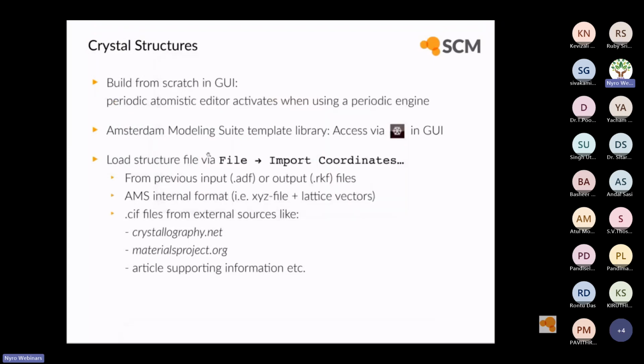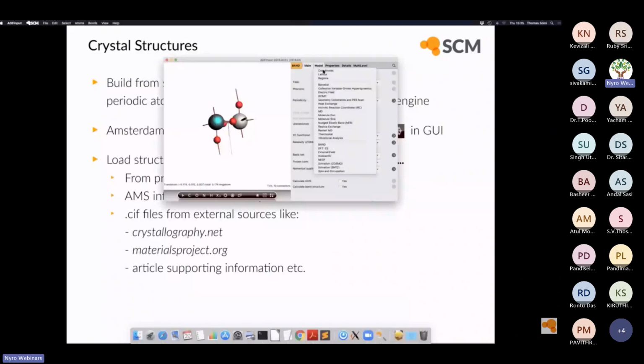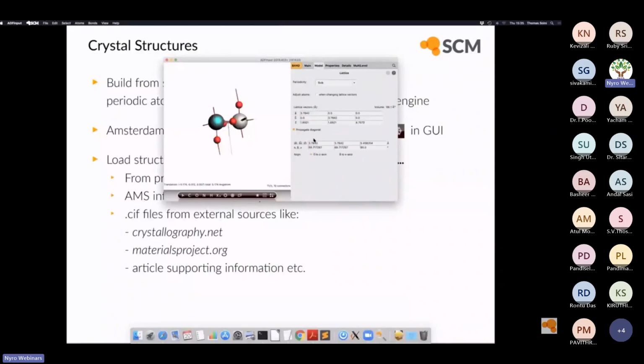Apart from that, of course, you can build your own model from scratch. For that, you can, for example, set the different lattice vectors, either in terms of vector lengths and angles between them, or explicitly as vectors, as shown here.